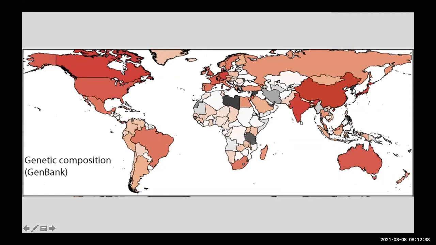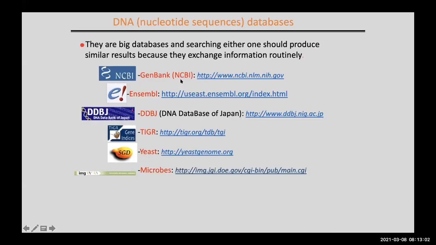And that's what genetic composition data in GenBank look like. Red means a lot of data, the black countries mean no data available, and the white countries represent the other end of the spectrum from red. So again, lots of data out there. I'll show you that map again in a moment at the end of the talk. So that's one of these EBVs, just to give you a bit more detail than the list.